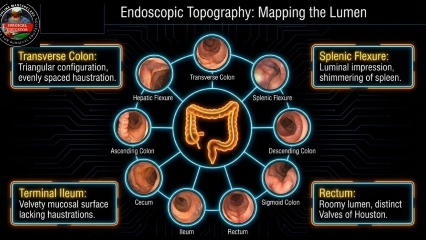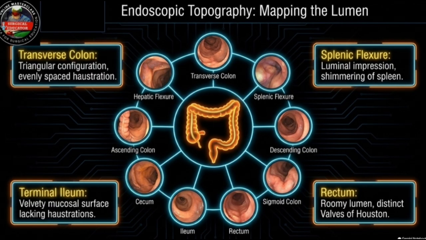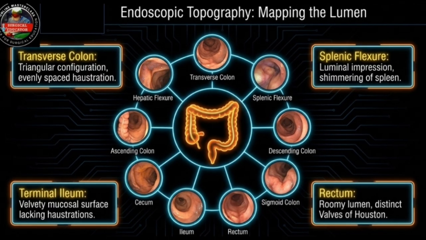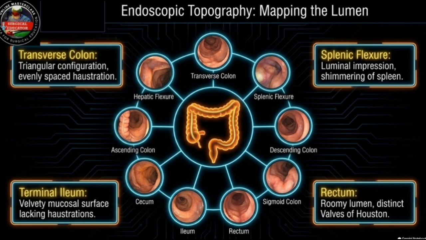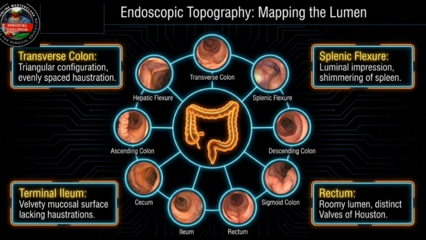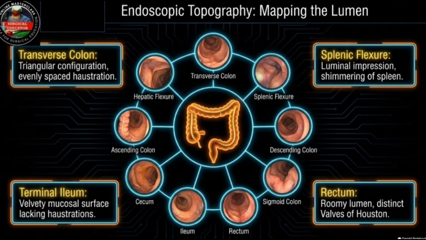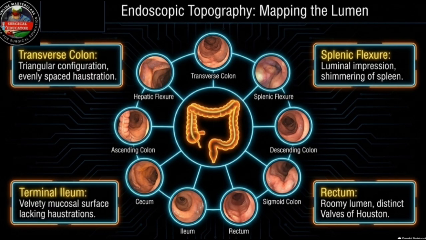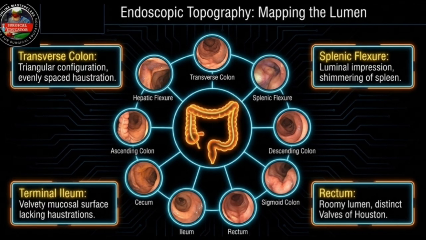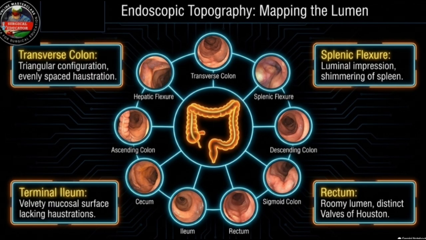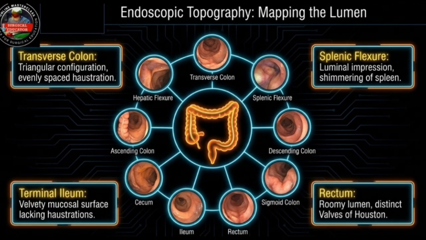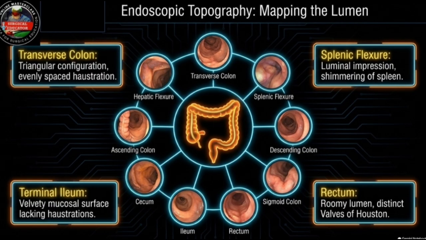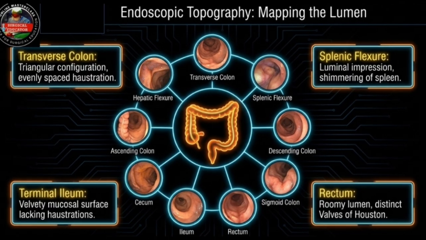And finally, the ultimate destination, the terminal ileum. The slide describes its surface as velvety, lacking those pouch-like haustrations entirely. Yes. And reaching the terminal ileum means you have successfully exited the large intestine and entered the very end of the small intestine. That velvety appearance comes from the villi, the microscopic finger-like projections that absorb nutrients in the small bowel. Seeing that velvety texture is the definitive visual proof that your navigation is complete. Mission accomplished. So, now that we know how to read the map, we need to know what we are hunting for.